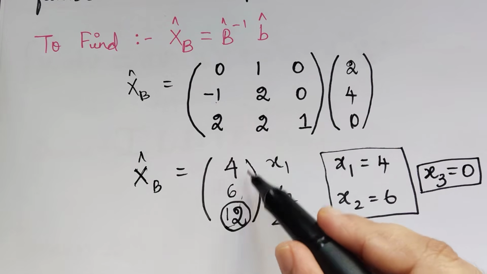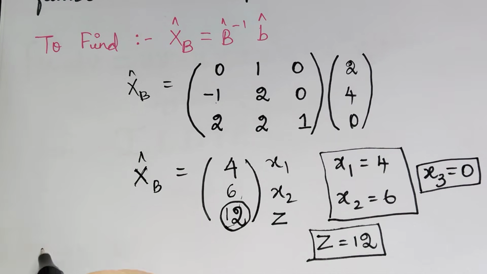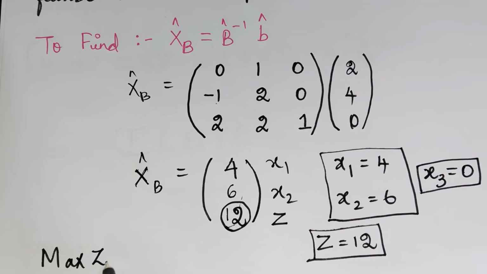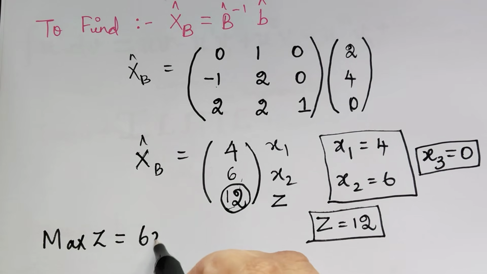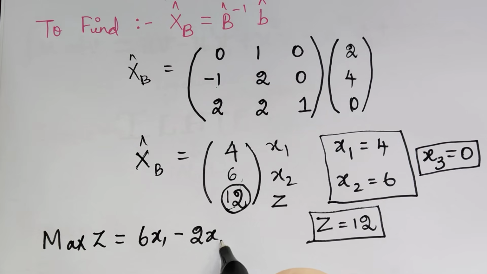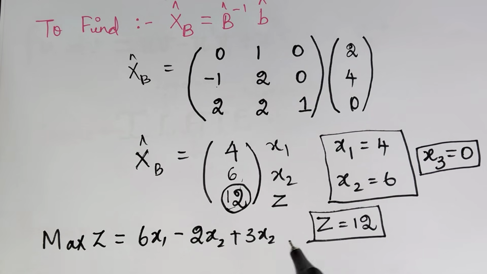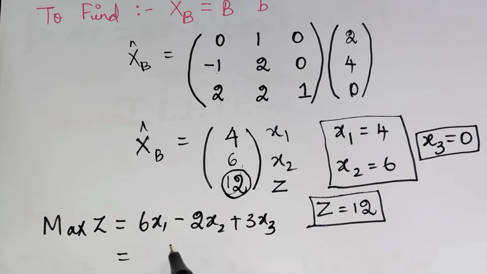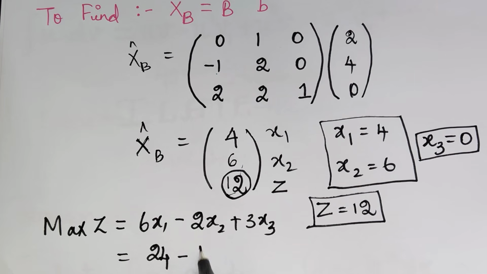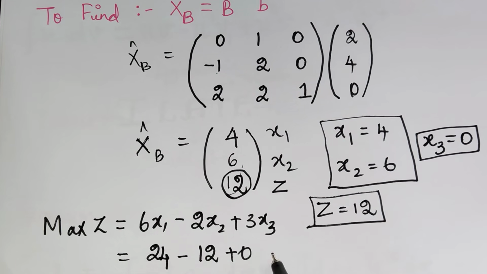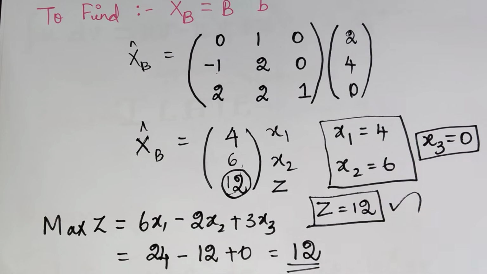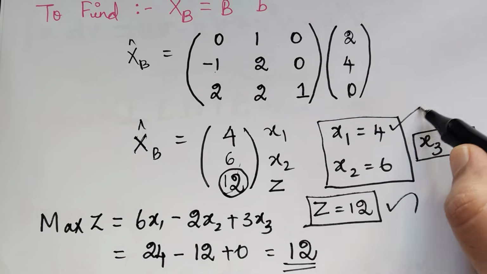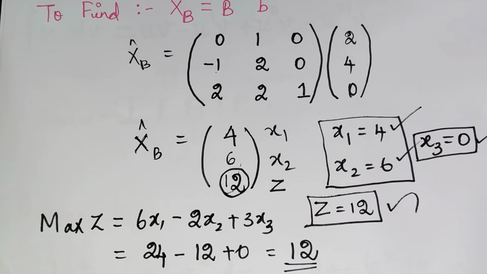So since we have only x1 and x2, so using this value we know that max z is given by 6x1 minus 2x2 plus 3x3. We can check in this manner also. So when we substitute the values of x1 and x2, what we get: 4 6 times is 24, minus 6 2 times is 12, and this is 0. So 24 minus 12 is 12. Therefore max z is also 12. We have obtained z equal to 12. So x1 is 4, x2 is 6, and x3 is 0.